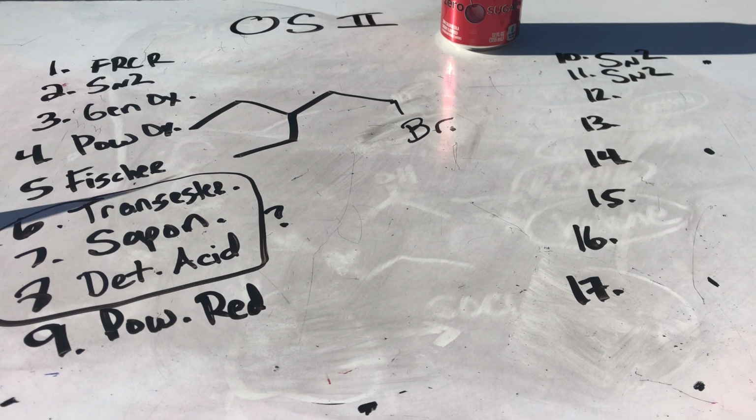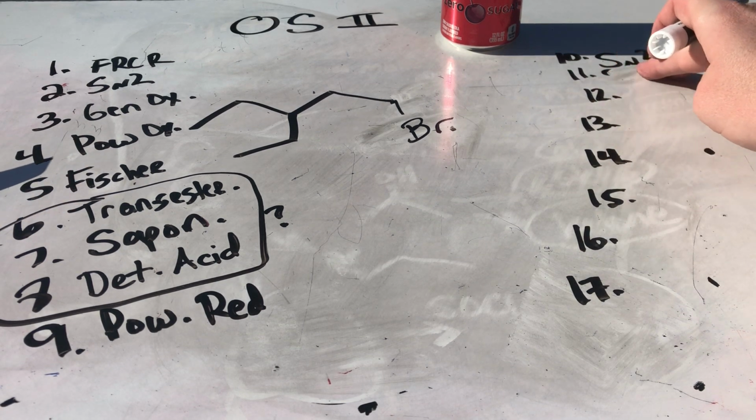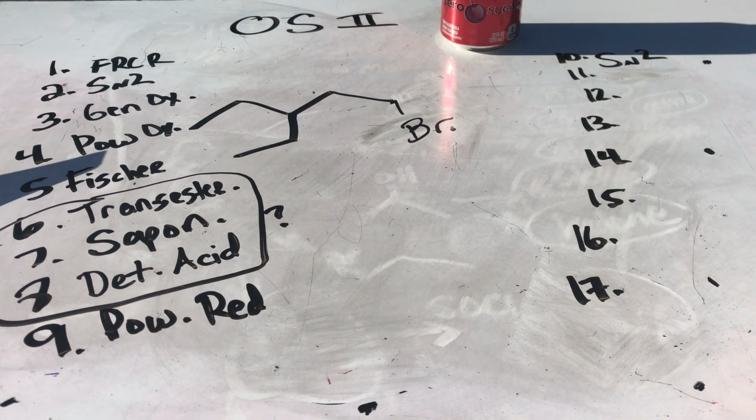Okay, so here we go. Yeah, so this is number 11. I put in SN2 twice there. For number 11, sorry, here we go. Number 11. I'm not going to redo this because I wrote all that already.